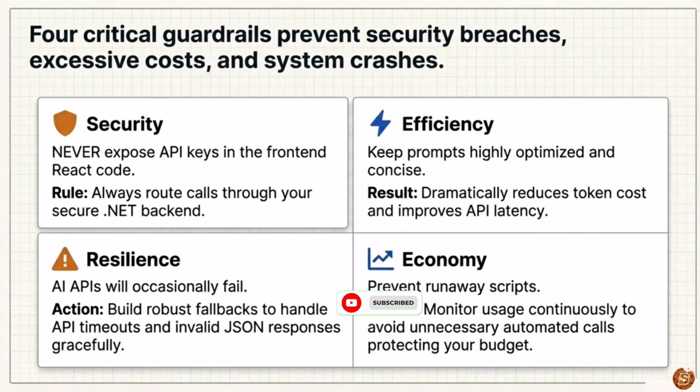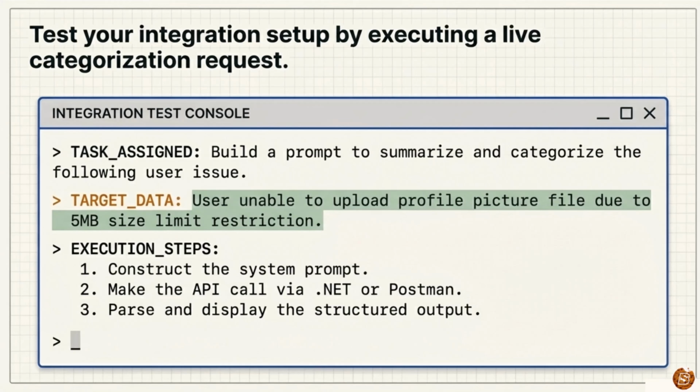Remember these 4 guardrails. Never expose keys in the front end, keep prompts efficient, build for resilience against failures, and monitor usage to manage your budget. To test your setup, try executing a live categorization request. Construct your system prompt, perform the API call, and parse the output to confirm it works correctly.